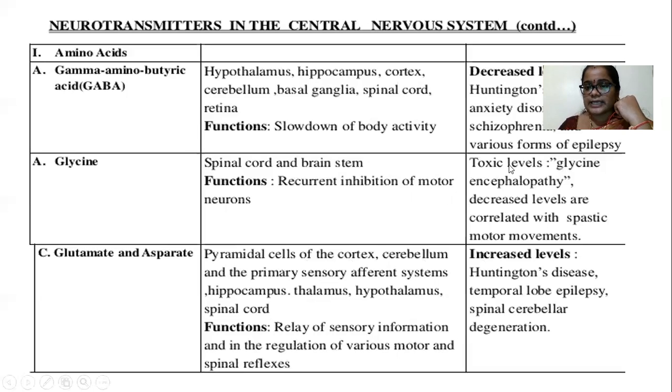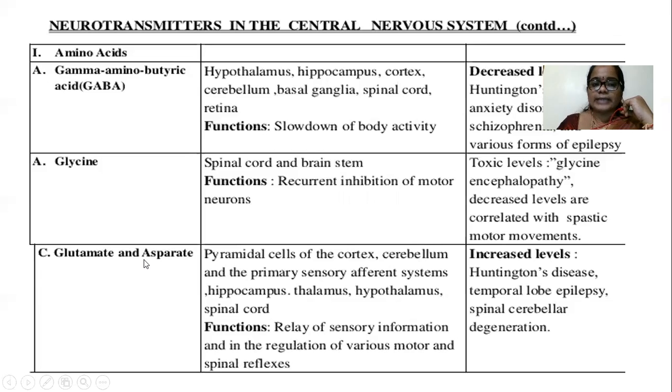If the levels are toxic, meaning toxic levels of glycine, it causes encephalopathy, a kind of brain damage. And decreased levels are correlated with spastic motor movements, which is one kind of movement disorder, meaning the person is unable to move. That is known as spastic motor movements.